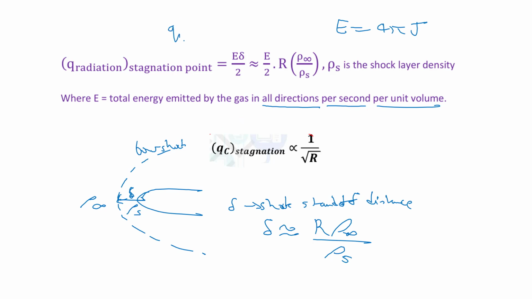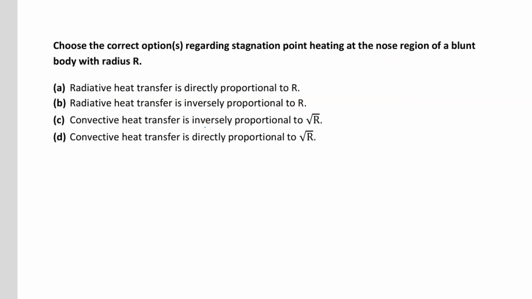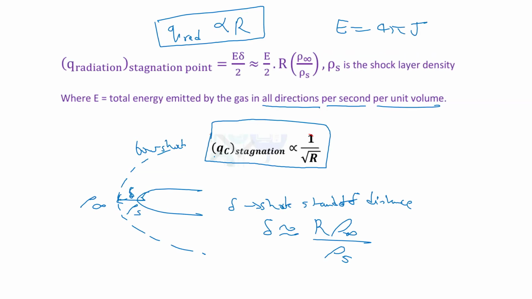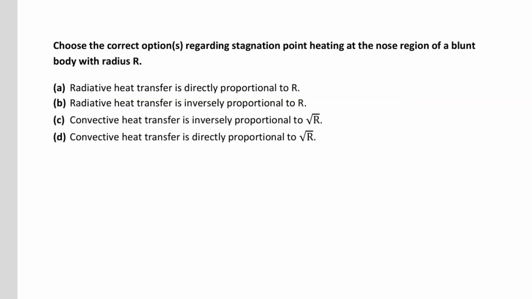So from here we can see Q radiation is directly proportional to R, and similarly Q convection at the stagnation point is inversely proportional to under root R. So the correct option will be radiative heat transfer is directly proportional to R and convective heat transfer is inversely proportional to under root R. So options A and C are the correct options.